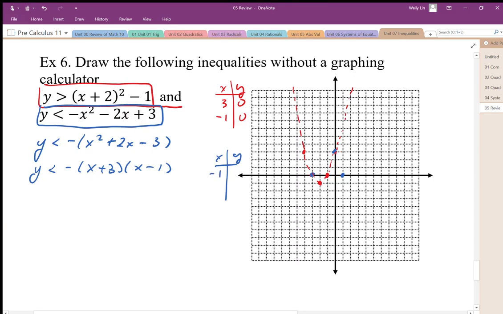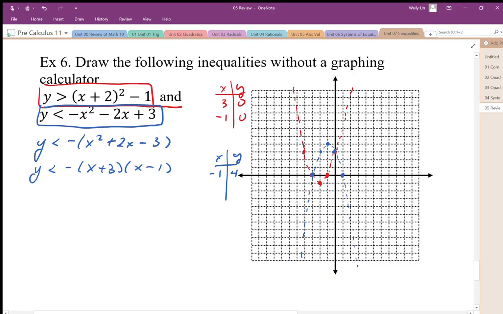So I'm going to do a table of values. At x equals -1, I have a value of +4. So I have symmetrical points here. I've got my y-intercept, and I also know that there's a symmetrical point about that y-intercept. And I have a parabola that's facing down. It's not equal to, so I'm going to draw my boundary line as a dotted line. And so those are my two parabolas.